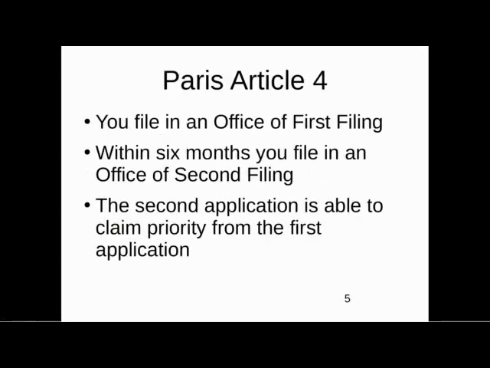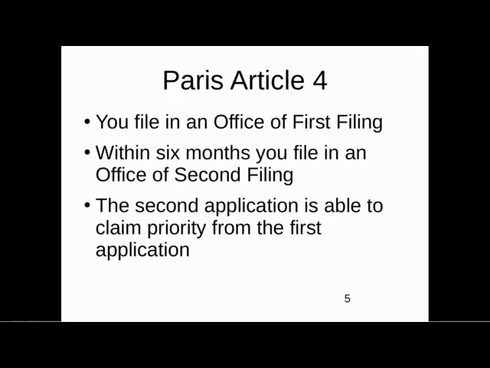Okay, Article 4 of Paris. In broad strokes, what are we talking about? You file in what we will call an Office of First Filing, and within 6 months, if you're talking about design, you file in an office of second filing. And if all goes well, if you satisfy various conditions and requirements, the second application will be able to claim priority from the first application. That's what we're talking about.